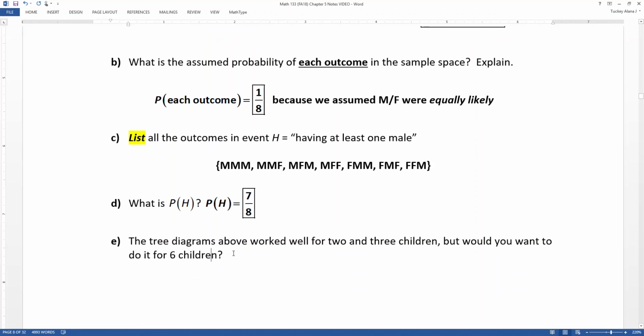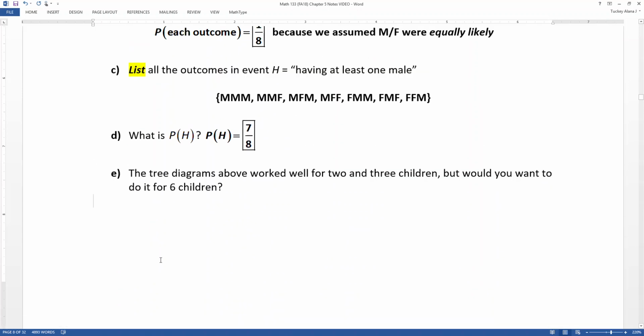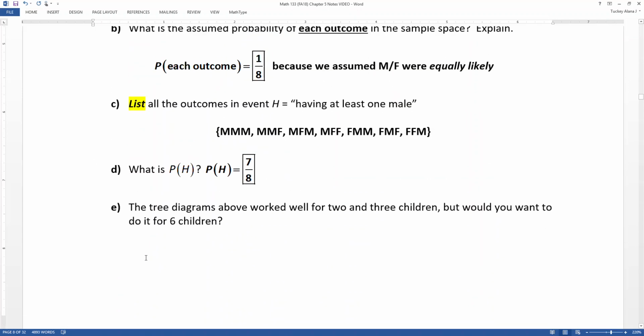So now, this is more hypothetical thinking about this question, because I'm going somewhere with this. The tree diagrams above worked fine for 2 and 3 kids. I mean, they're a bit tedious. You could do 4 kids, you figure, or let's think back to my true-false question, or let's say this was tossing a die. You could do a couple dice like this. However, would you really want to do this for 6 kids? Let's just think about that for a second.